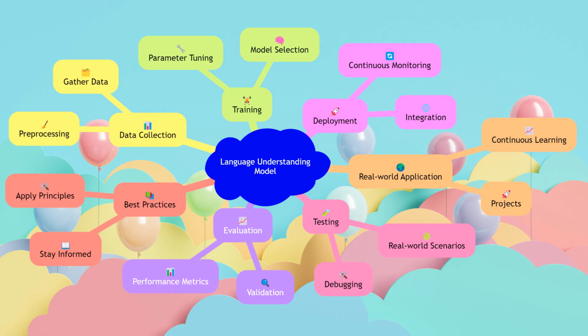Implementing a language understanding model involves multiple steps, from data collection and preprocessing to training, evaluating, deploying, and testing the model. Each step is crucial for ensuring the model's accuracy, reliability, and effectiveness. By following best practices and staying informed about the latest advancements, practitioners can develop robust NLP solutions that meet user needs. The next steps involve applying these principles to real-world projects, continuously learning and adapting to new challenges and opportunities in the field of NLP.